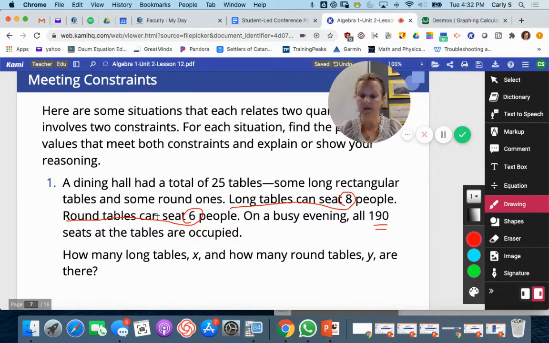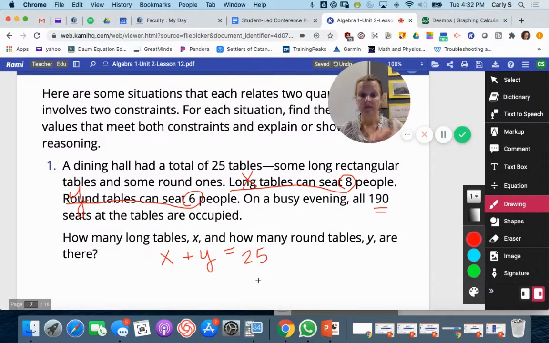All right, we're not sure. A dining hall has 25 tables. So I've got x long tables, we'll do that, and y round tables. So x plus y equals 25. We're not sure how many round and how many rectangular. But I do know that long tables seat 8 people and round tables seat 6 people.